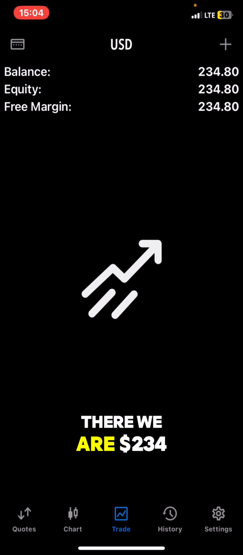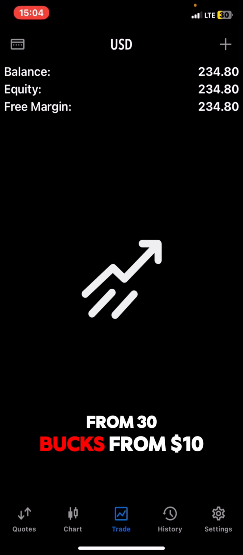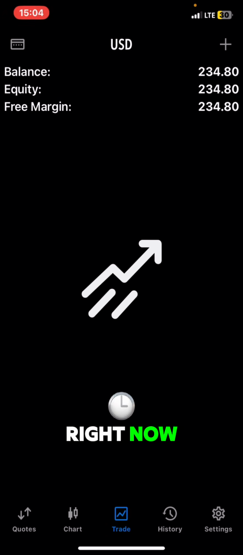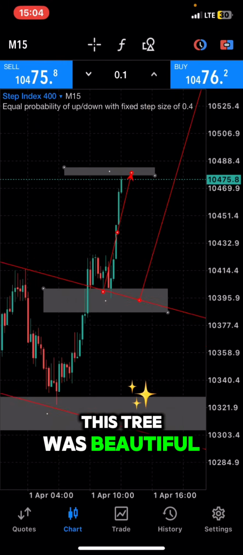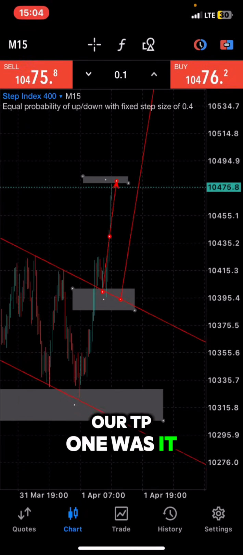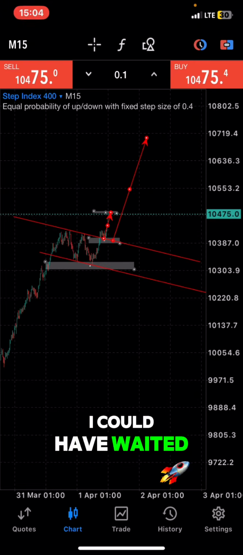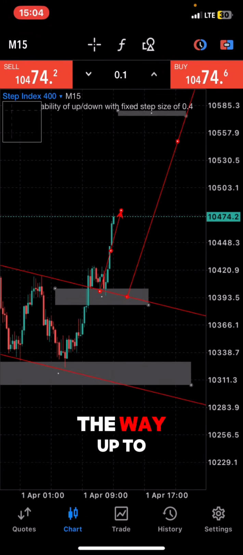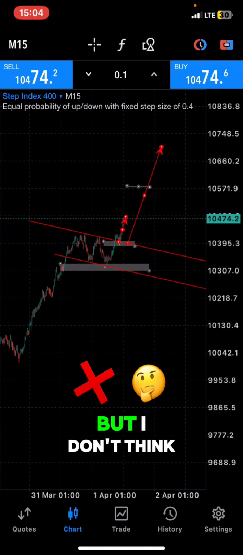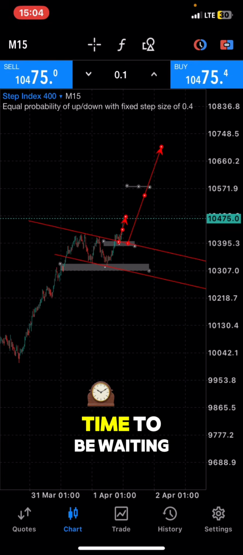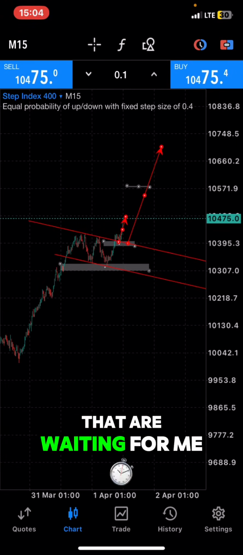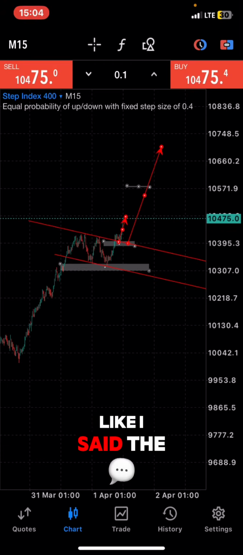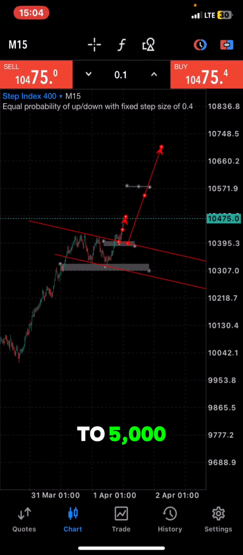There we are, $234 from $30, from $10. There we have it right now. This trade was beautiful. Our TP1 was hit. I could have waited all the way up until it got to TP2, but I don't think I have that much time to be waiting, and there are a lot of setups waiting for me right now. Like I said, the goal is to get to $5,000.